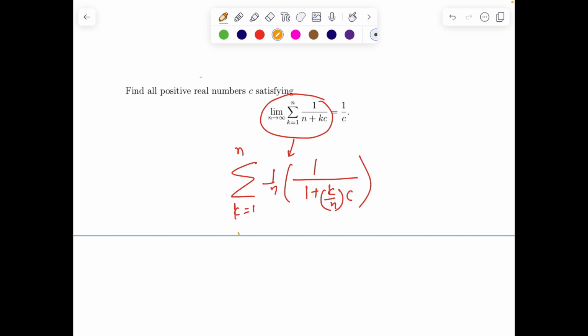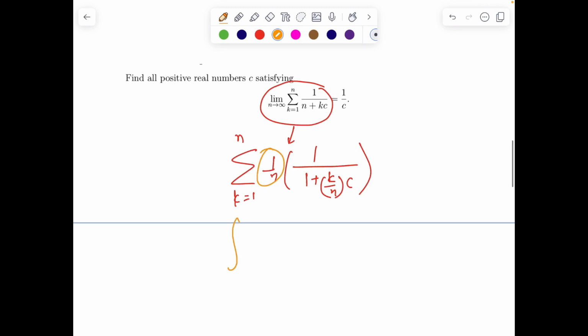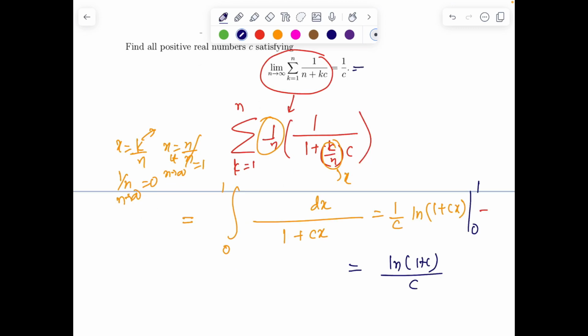When I convert this into integral, it's a well-known result. So 1 by n will be replaced with dx, k by n will be replaced with x. So we have dx by 1 plus cx. In the limit of integration, you know, x will go to k by n. So when k is 1 by n tends to infinity, it will go to 0. So lower limit is 0. Upper limit when k is going to be n, so x will be limit n tends to infinity n by n, so that's 1. According to the problem, this should be equals ln 1 plus c over c.